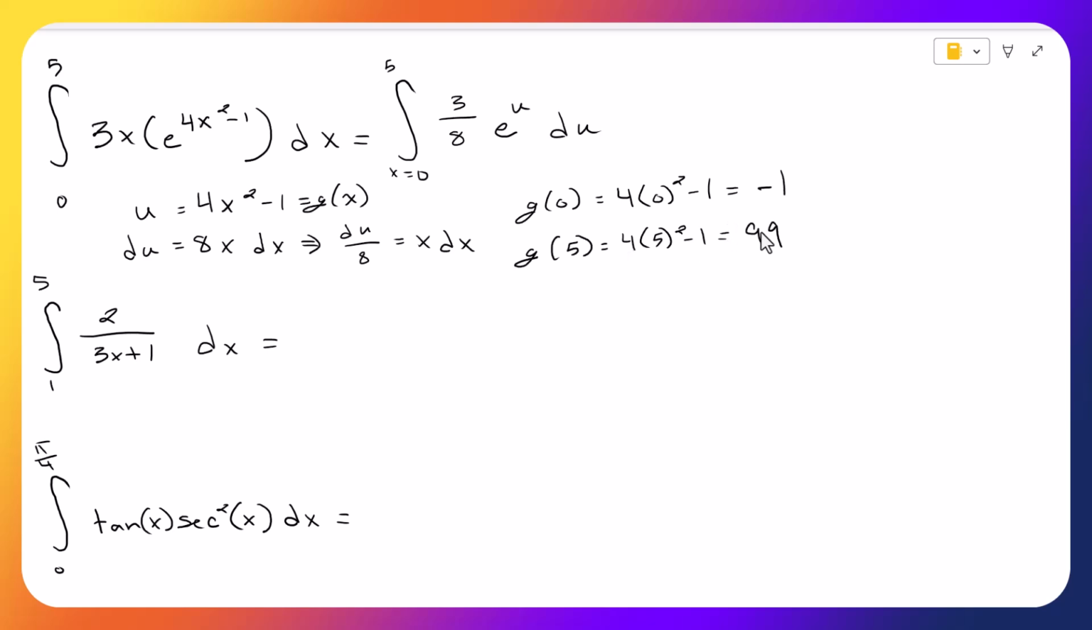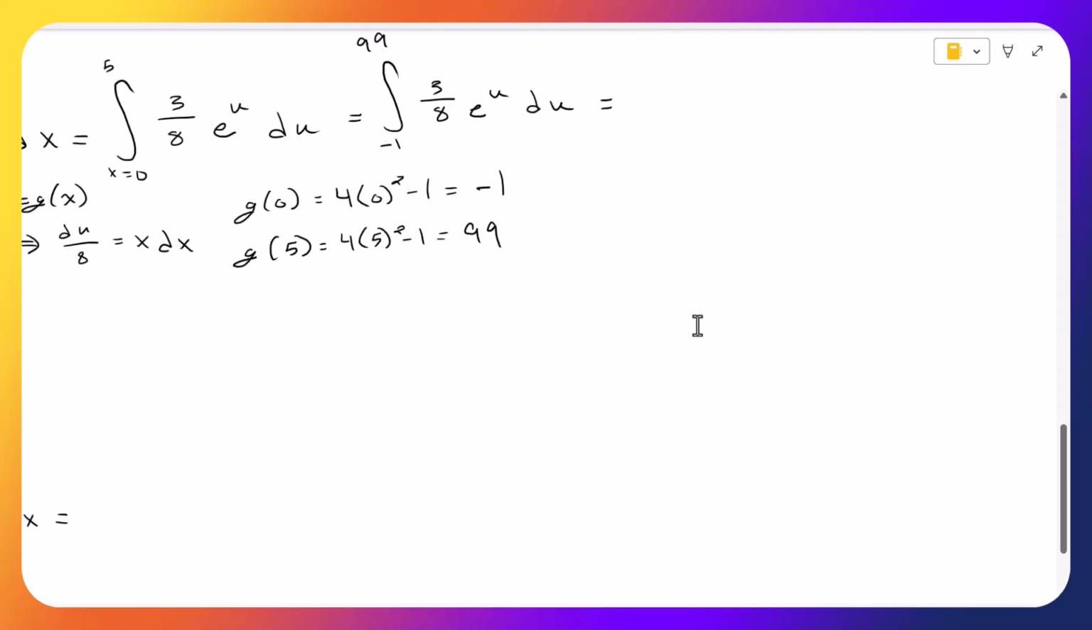And we get that our new bounds would be from u equals -1 to 99, 3 over 8 e to the u du. And if you're looking at that and you're thinking, those are really big numbers, this is part of the reason why changing the bounds scared me. But let's go through and do it, and then I'll show you an alternate way that you can do this if you really don't want to change the bounds of integration.